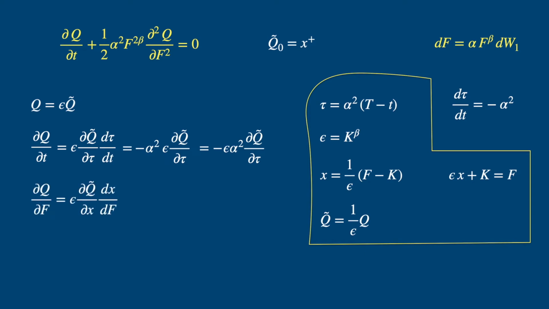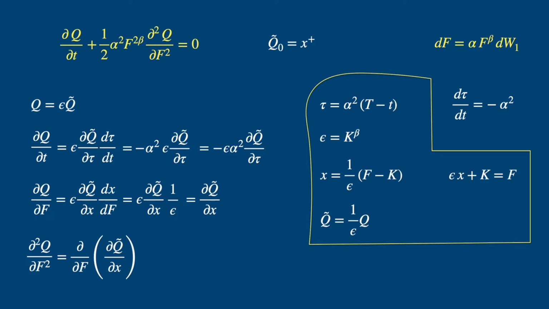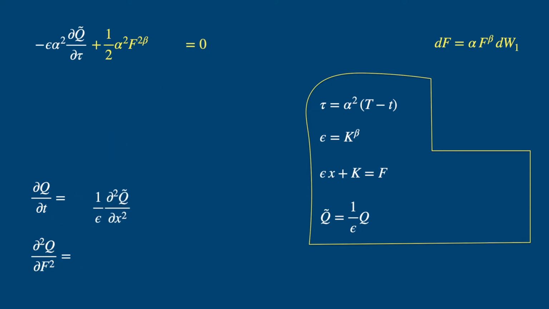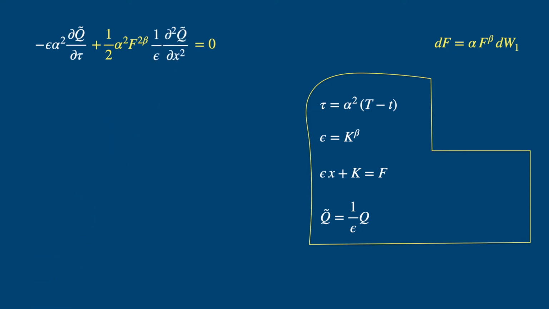Derivative with respect to F will get transformed into derivative with respect to x. So we again use the chain rule. And then dx by dF is just equal to 1 divided by epsilon because K is constant. The epsilons cancel. We now differentiate again because we actually need the second derivative. We use the chain rule again and then again substitute 1 divided by epsilon for dx by dF. And we now have both of the derivatives. Let's replace the time derivative and then the spatial derivative. Let's isolate each derivative on one side.